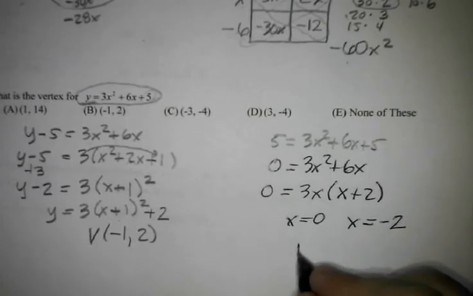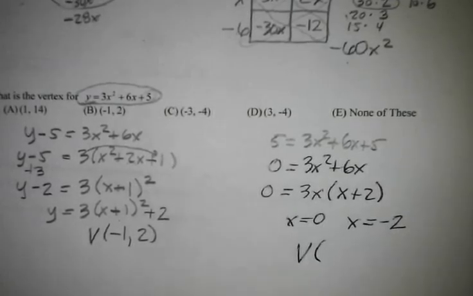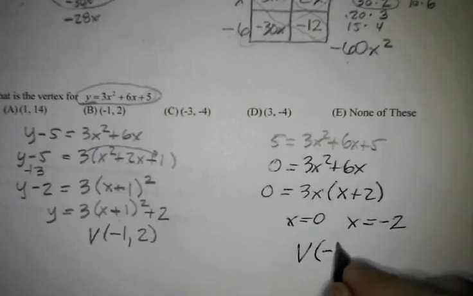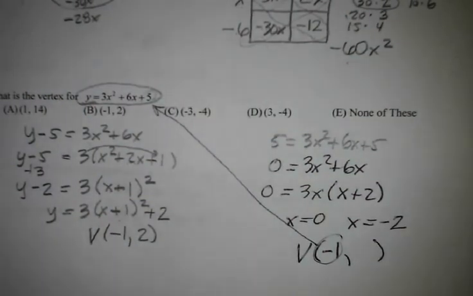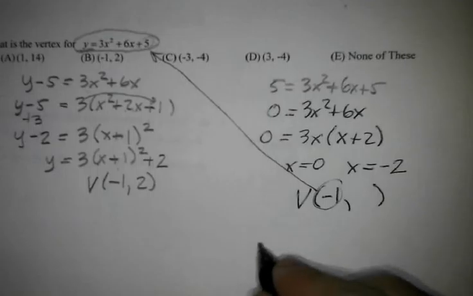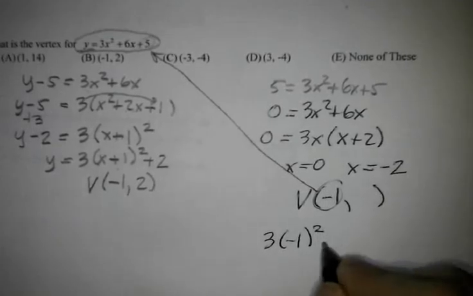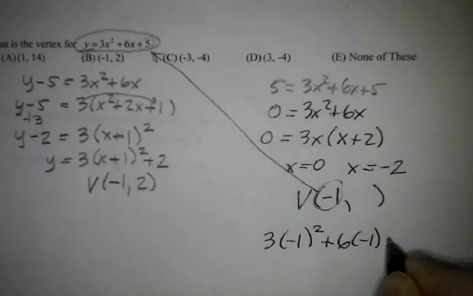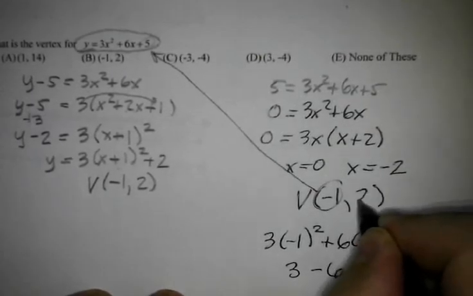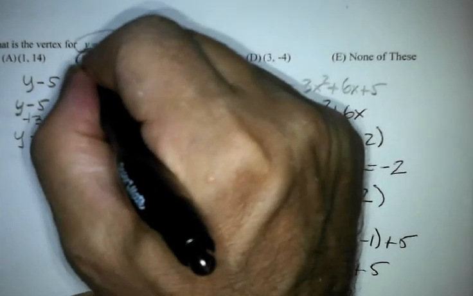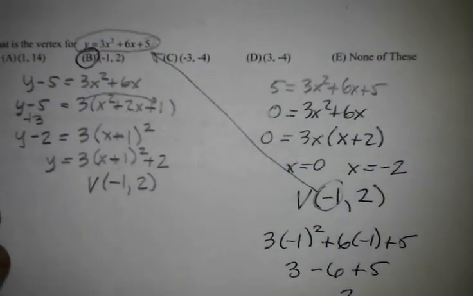My vertex is halfway between those two. So halfway between 0 and negative 2 is negative 1. To find my y value, I go back to my original equation. Go all the way back up to here and plug in. So I would have 3 times negative 1 squared plus 6 times negative 1 plus 5. This gives me 3 minus 6 plus 5. So I get negative 3 plus 5. That equals 2. And my answer was B. So we have two different methods for working with that.